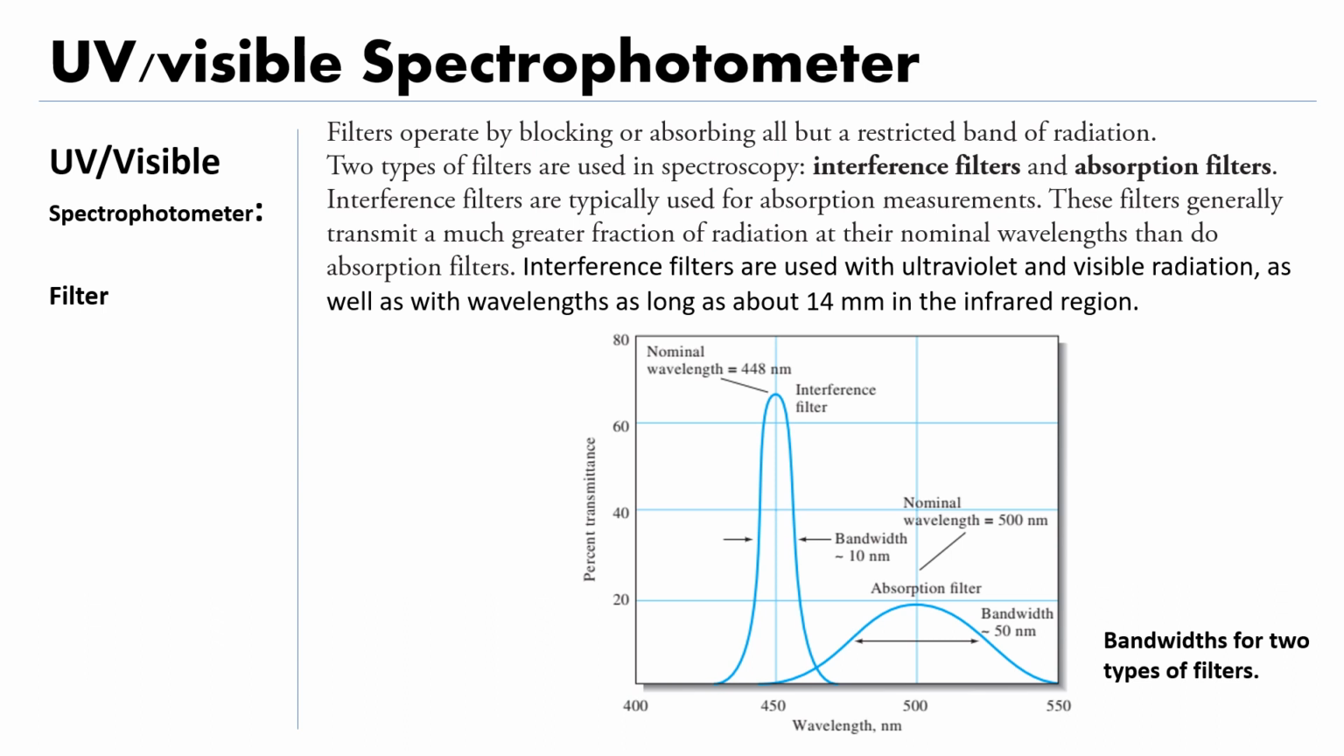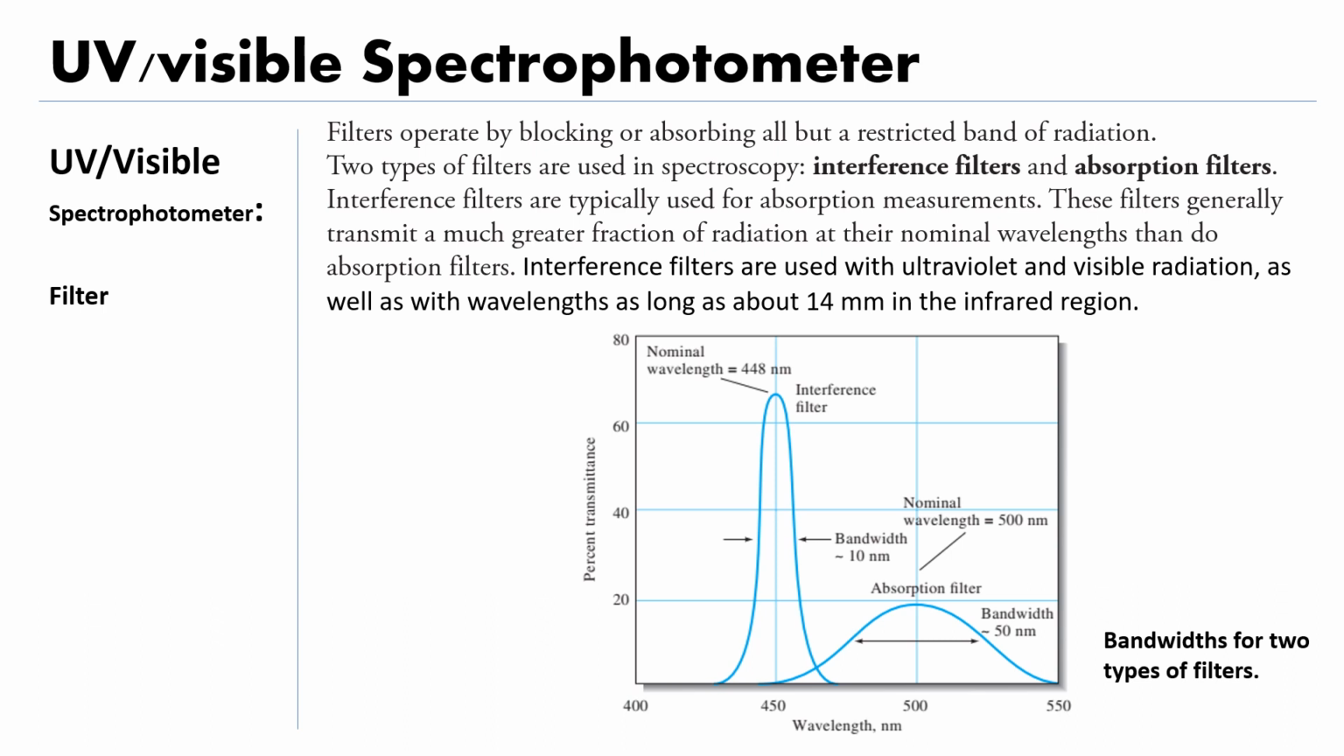So what is the role of the filters? Filters operate by blocking or absorbing all but a restricted band of radiations. And there are two types of filters used in spectroscopy: the interference filters and the absorption filters.